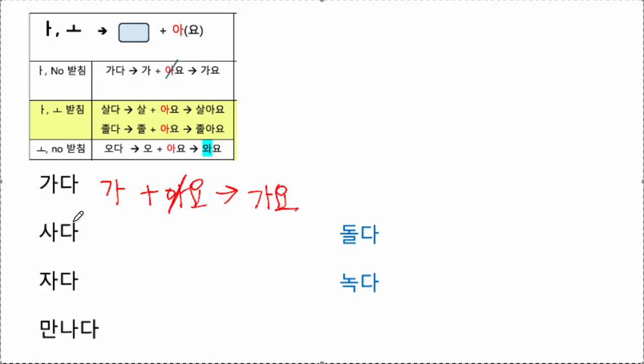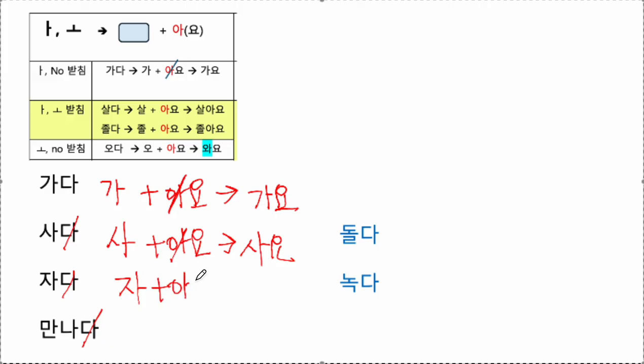Same thing. 사요. You drop that. 사 plus 아요. Because it's 아 and it has no 받침, you just drop it. 사요. Same thing with 자요, 만나요. You drop one. 자 plus 아요, 자요. Okay? So, yeah, if it has 아 and has no 받침, then you just put 요. You replace 다 with 요. 가요, 사요, 자요, 만나요. Okay.